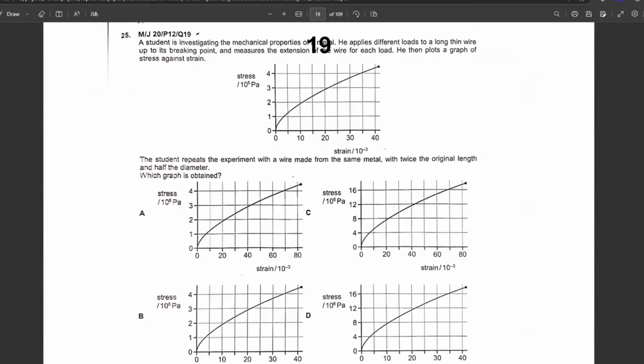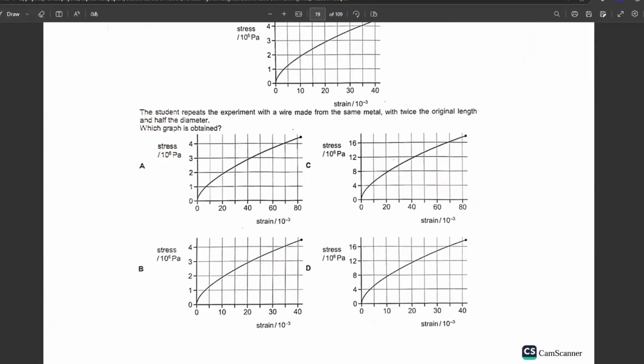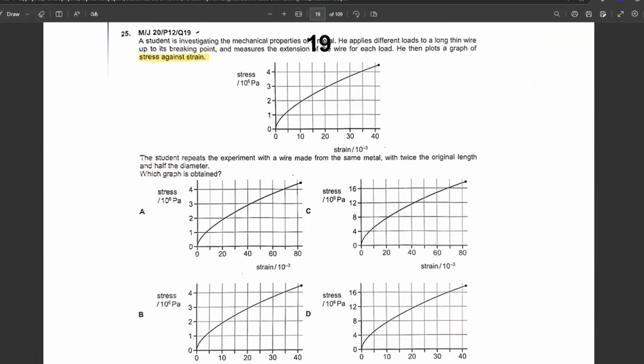Let's further move ahead. Okay, let's see this interesting question. This is a very interesting question. A student is investigating the mechanical properties of a metal. He applies different loads to a thin wire up to its breaking point and measures the extension of the wire for each load. He then plots a graph of stress against strain. This is the stress versus strain graph.